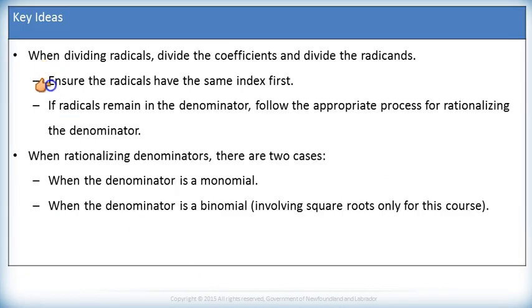When dividing radicals, ensure the radicals have the same index first. If radicals remain in the denominator, follow the appropriate process for rationalizing. And when rationalizing denominators, there are two cases: if the denominator is a monomial and if the denominator is a binomial.